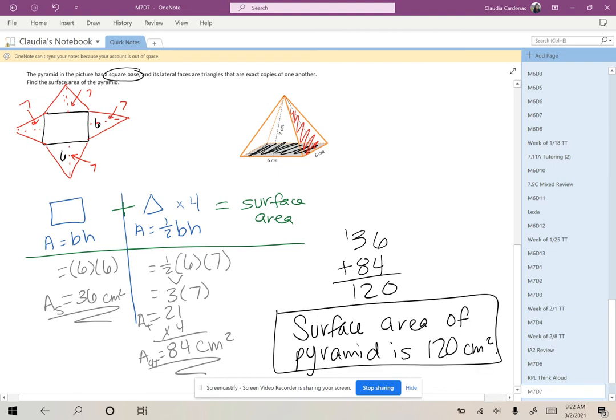Now to find the surface area of a 3D shape, we first decompose it to a 2D net like we did here. We find the area of each face and base using the correct formula, and then we add up those areas to find the total surface area. Let's try more pyramids on our own.